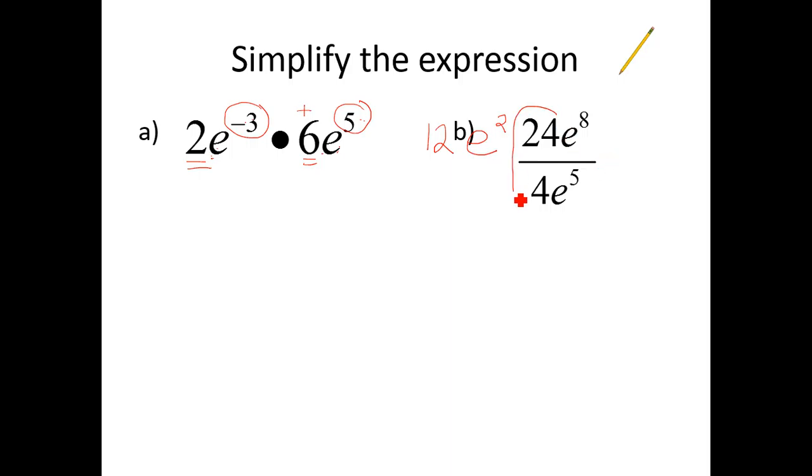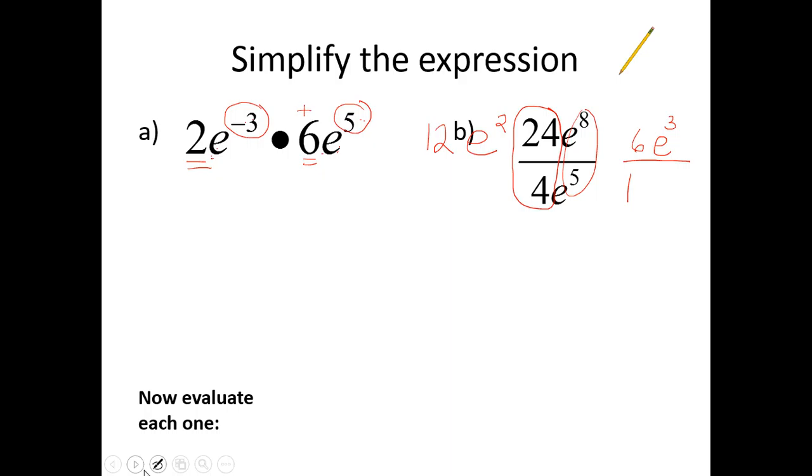What if we went 24 divided by 4? Well, that's 6 over 1. And if I have e to the 8th over e to the 5th, that means I would have e to the 3rd left on top. Remember the rules, subtract those exponents.